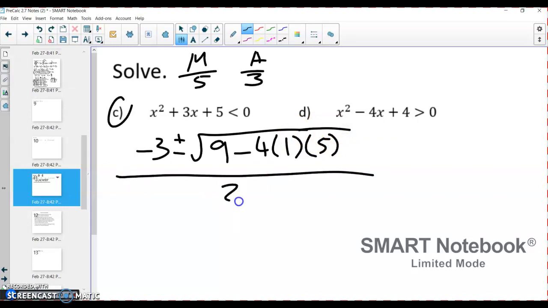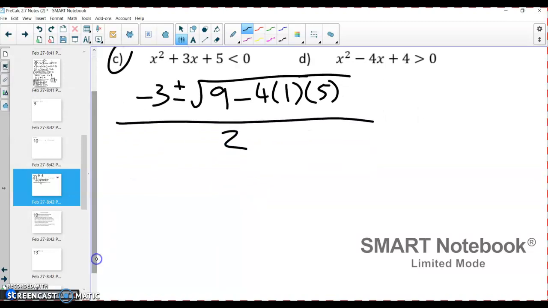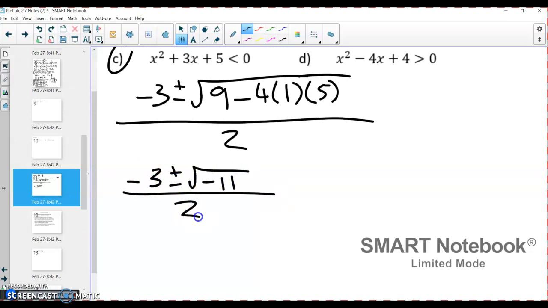All over 2a, which is just going to be 2. And hopefully you already see that this is going to fail, because I have 9 minus 20, so this is going to be negative 3 plus or minus the square root of negative 11, all over 2, which tells me for x-intercepts, or zeros I could say, there is no solution.